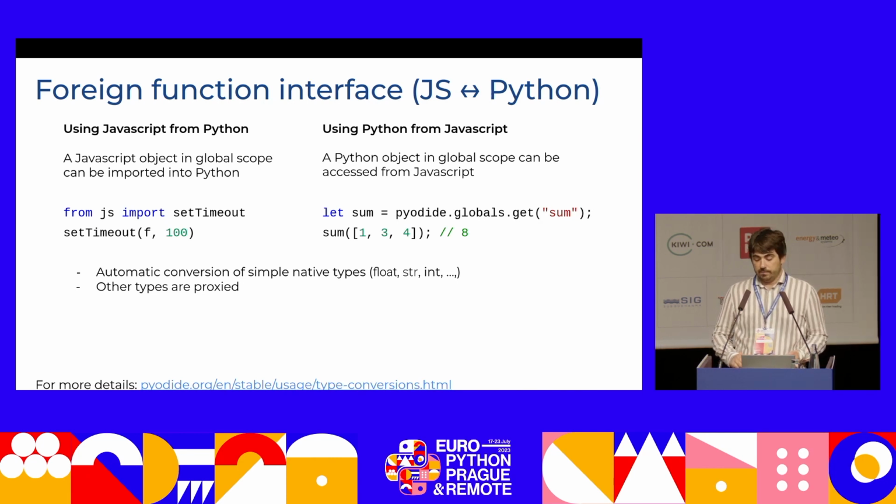this way. So this allows you to essentially kind of merge the two ecosystems together by using things from JavaScript or from Python interchangeably. And if you want to learn more about this, you can have a look at our documentation linked below.